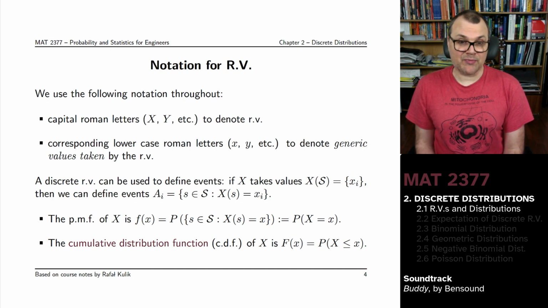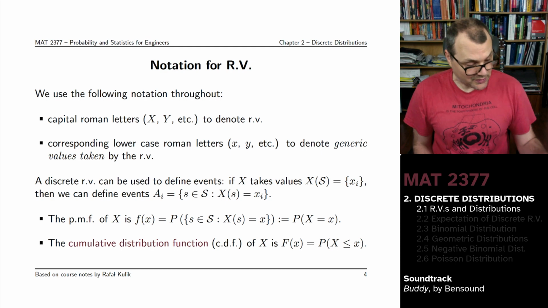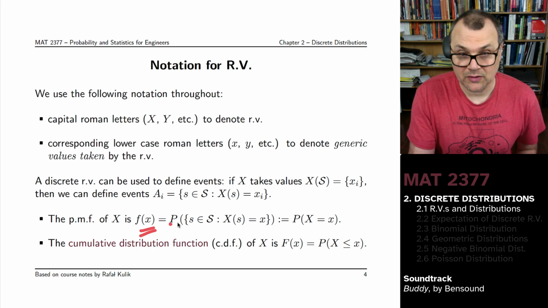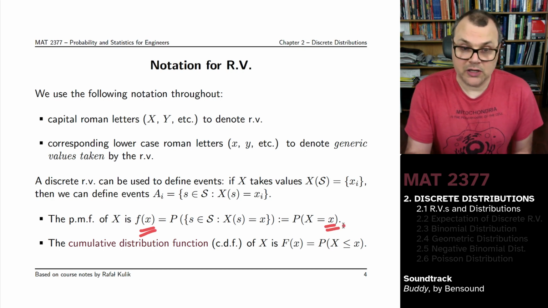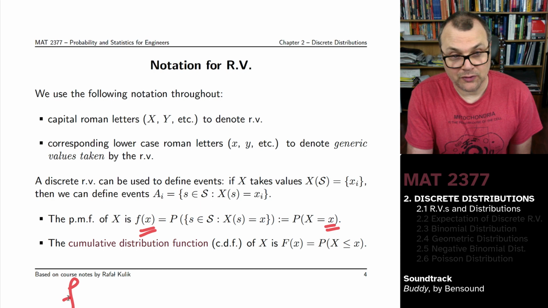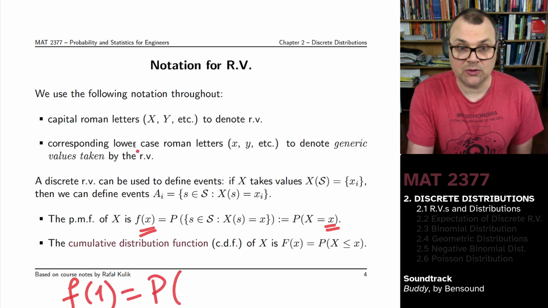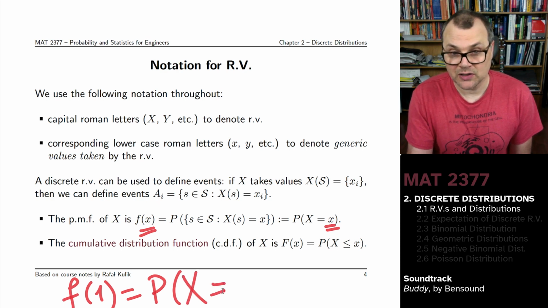In that case, the probability mass function of the random variable x is going to be a function f, and it's the probability of that specific event. The probability that the random variable big X is equal to little x. In this instance here, x is meant to be general. It could be anything, but then you can imagine asking for the value of f(1), which would mean you're asking for the probability that your random variable x takes on the value 1.